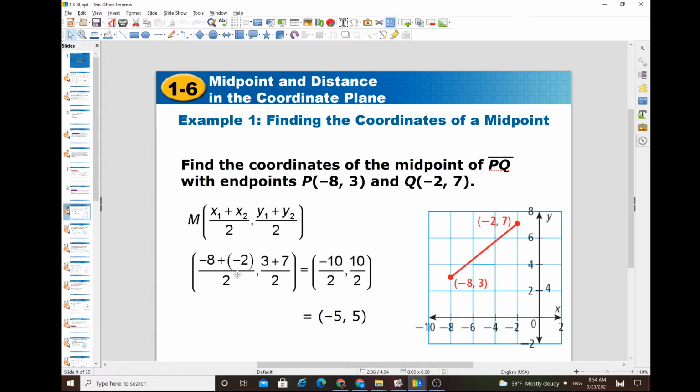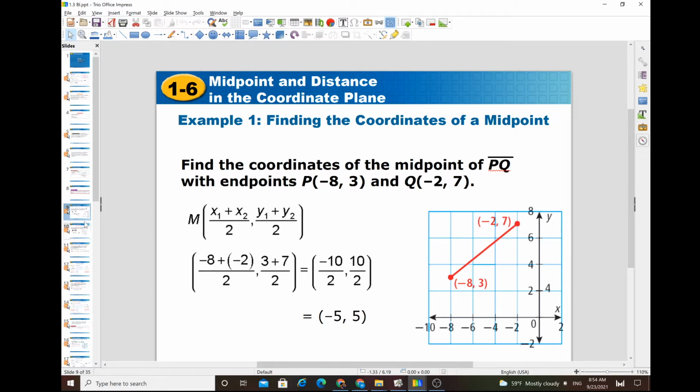2. So evaluate it: -8 plus -2 is -10, divided by 2, so you get -5. And then 3 plus 7, combine them, that's 10, divided by 2, so you get 5. And this one is just visualizing what's happening. Once you plot those two points and connect them, it's always a line segment. So the midpoint is (-5, 5), which is in quadrant 2, so it's right up here.